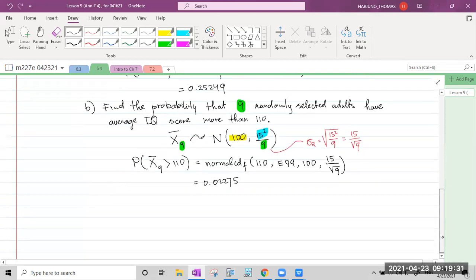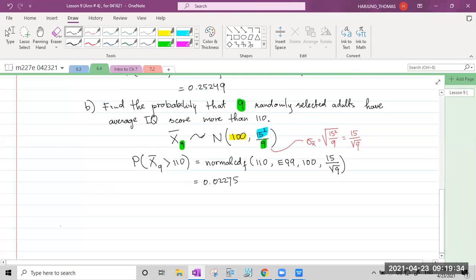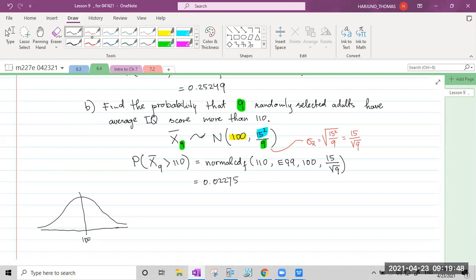Okay, pictorially, if we deal with only one person, it is normally distributed with that mean 110. I'm sorry, the mean is 100. The probability to be more than 110 will be like that.